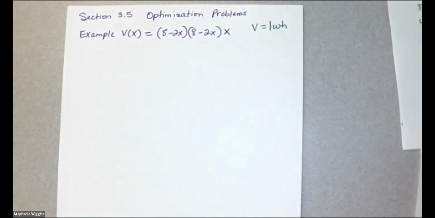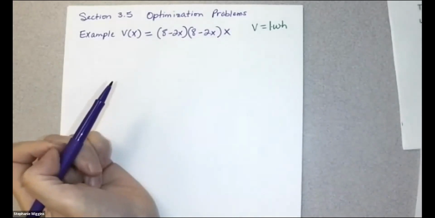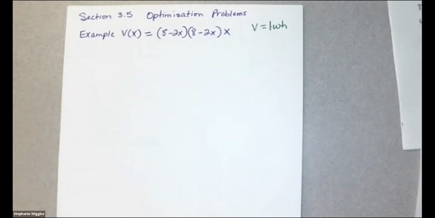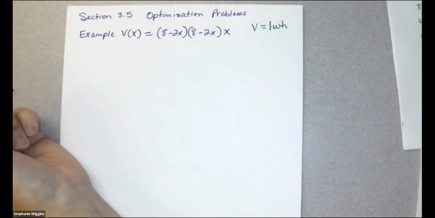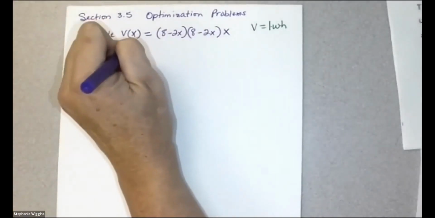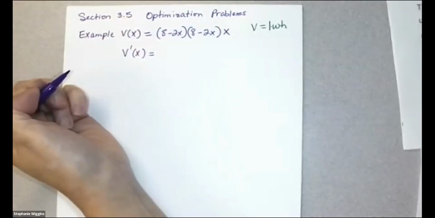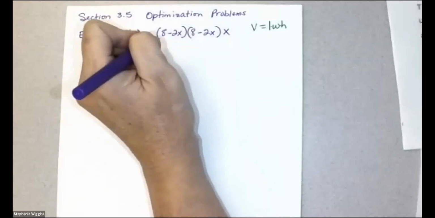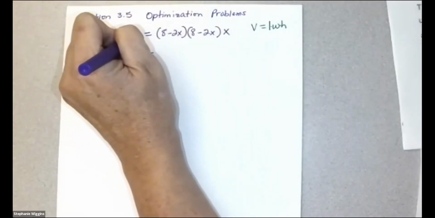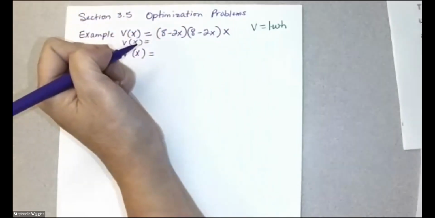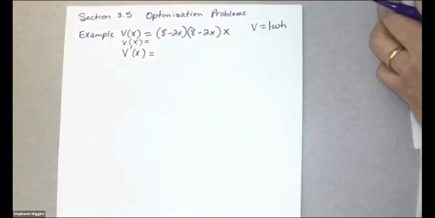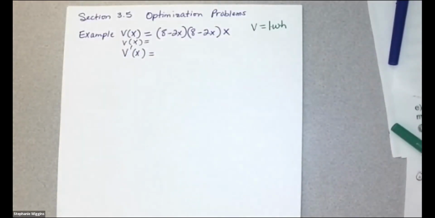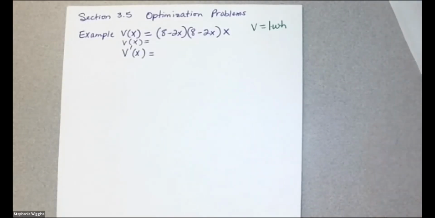Okay. We want to maximize our volume to get the most volume for the material that we're using. So the maximum is going to occur when the first derivative equals 0. But before I do that, let me multiply this out. I did that earlier. Let's see where my notes are.